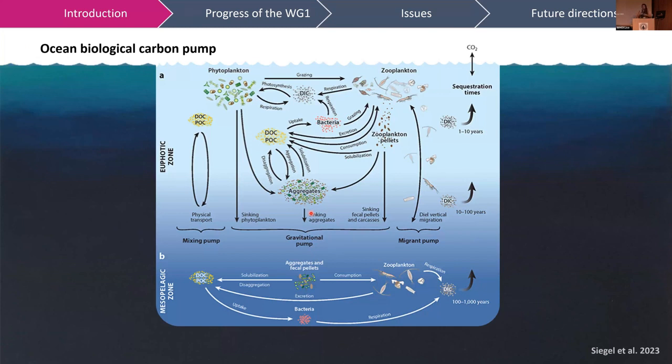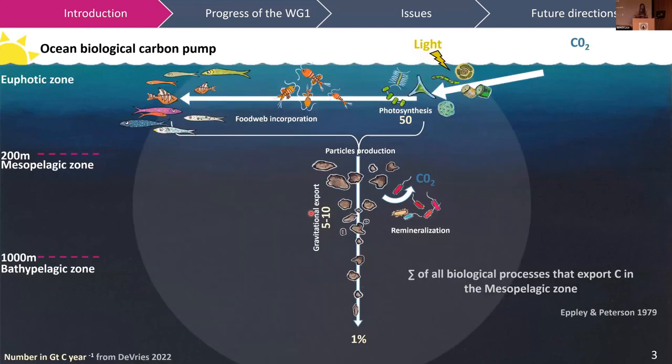The carbon pump is separated into different pumps, such as the migrant pump, the mixing pump, and the gravitational pump. The main goal of my talk today is to show you the outcomes of the working group, which is the gravitational pump. I think I don't have to remind what is the biological carbon pump, but the main goal here is to focus on the sinking flux from the export inside the mesopelagic zone to the sequestration depths below.